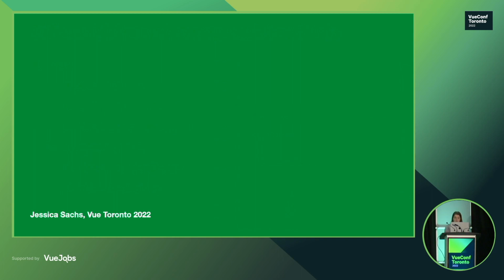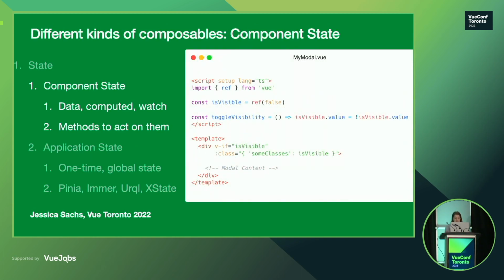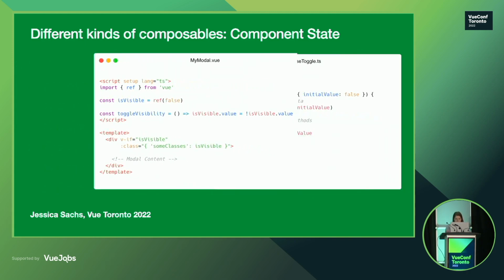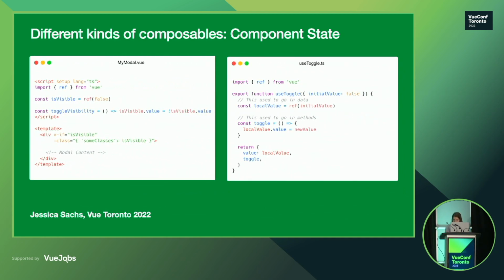My first example of component state is going to be something I think everybody has done. It's a Boolean toggle. Let's pretend we have myModal.view. We're going to have a ref that says isVisible. We're going to have a toggle function, toggleIsVisible. Seems reasonable. Very simple. Maybe we set some classes if it's visible, and there are some methods. I don't want to say boring, but it is kind of boring to me.